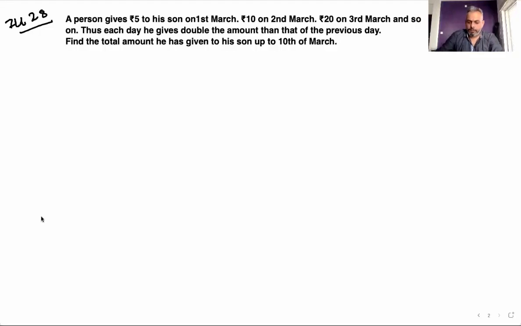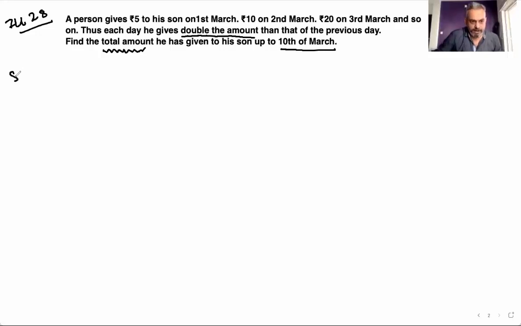Okay, now a person gives rupees 5 to his son on 1st March, 10 rupees on 2nd March, 20 rupees on 3rd March and so on. Thus, each day he gives double the amount than that of the previous day. Find the total amount he has to give to his son up to 10th of March.